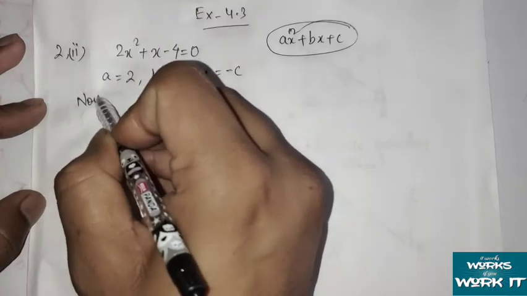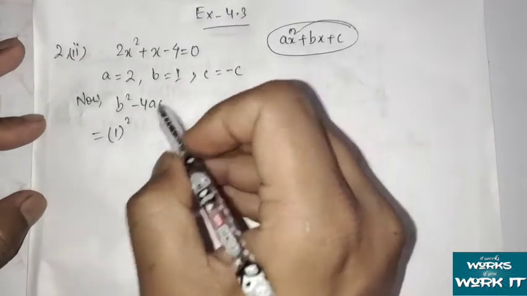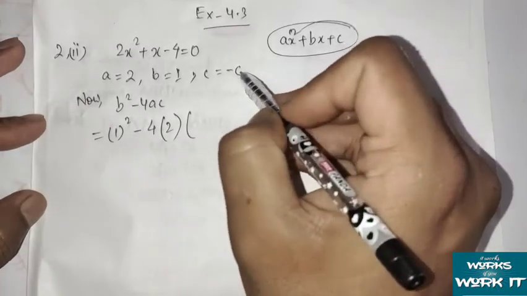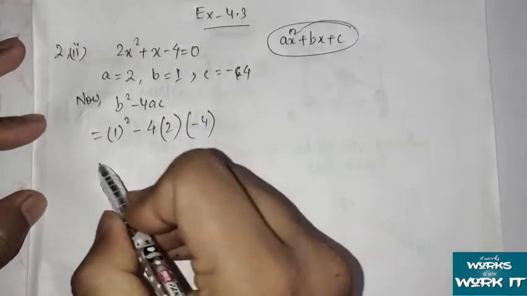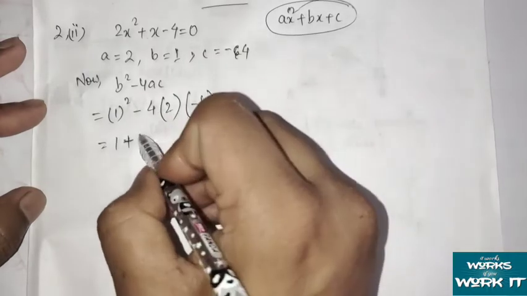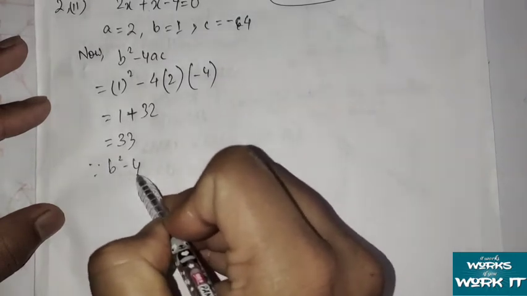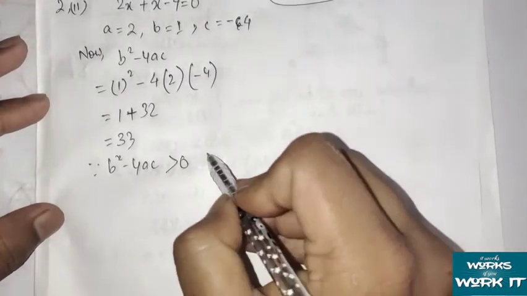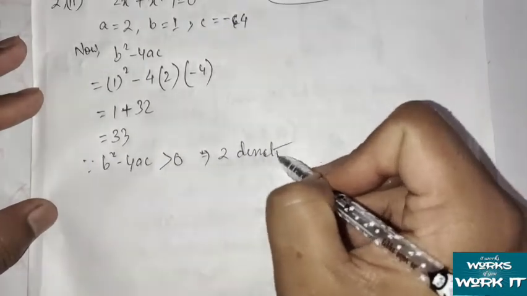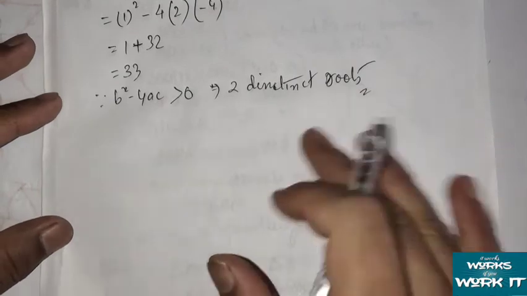And now for nature, we need to find out b square minus 4ac value. So b already we have got 1. So a will be 2 and c will be minus 4. Okay. So then after 1 minus, it gives us plus 4 times 2 times 4, 8 4, 32. So it gives us 33. So since b square minus 4ac is greater than 0, so what it will have? It will have two distinct roots. Okay, so it has two distinct roots.